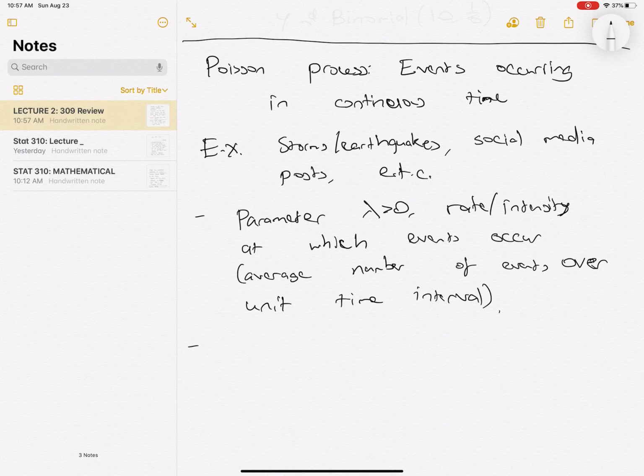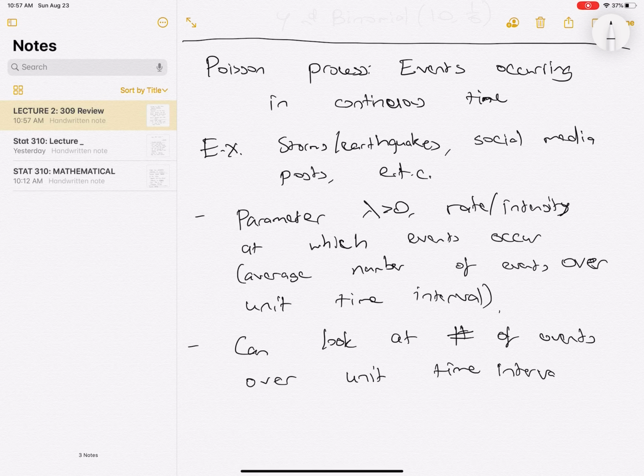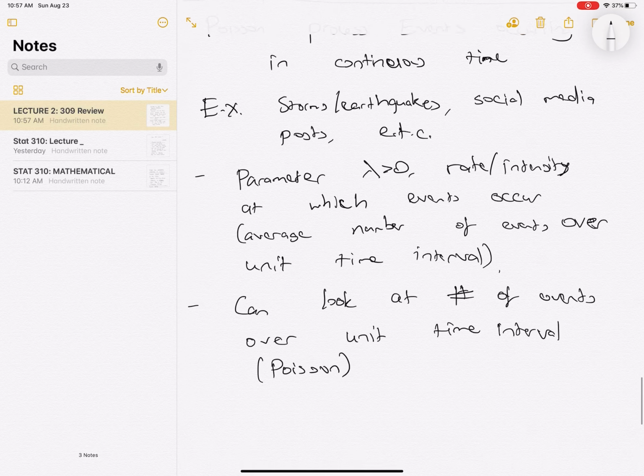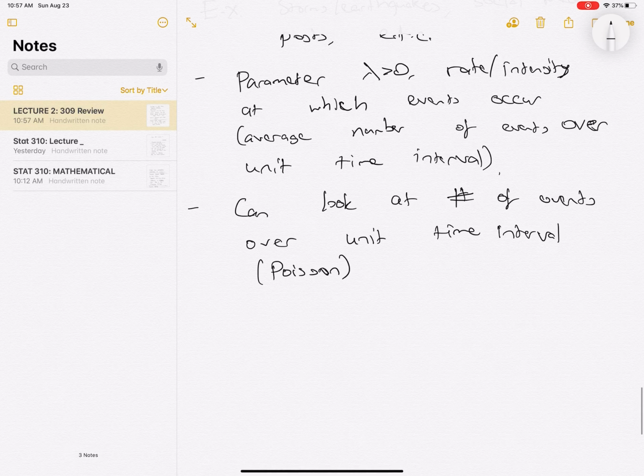Okay. And there's a few different things we can model. You can look at the number of events over a unit time interval. This is a Poisson distribution. And since, as we'll see, the number of events is a discrete number, this is a discrete random variable.